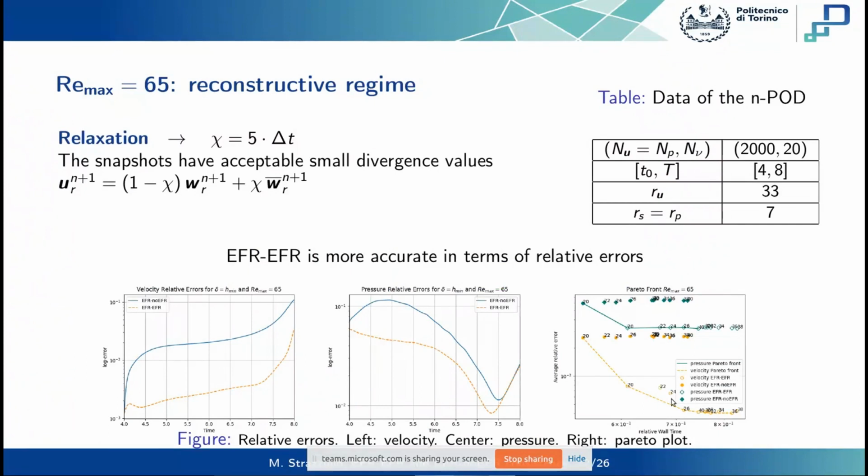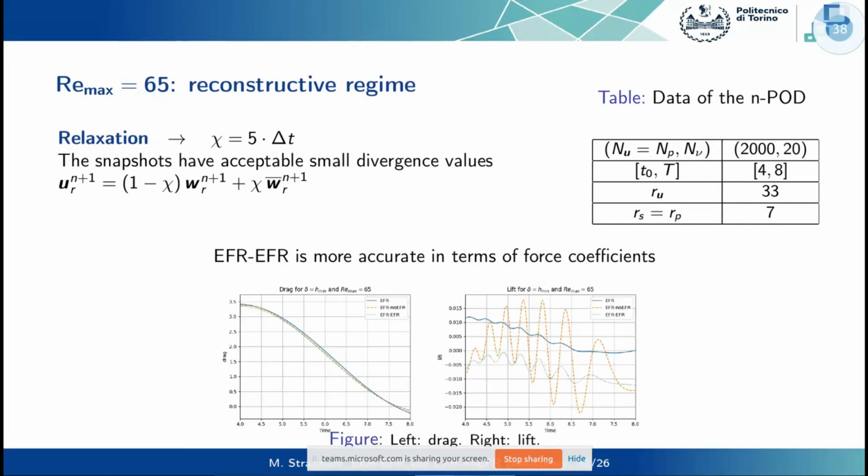And here you have another Pareto front, and as you can see, the optimal choices are always the empty symbols. So empty circles for the velocity and empty diamonds for the pressure in the EFR context.